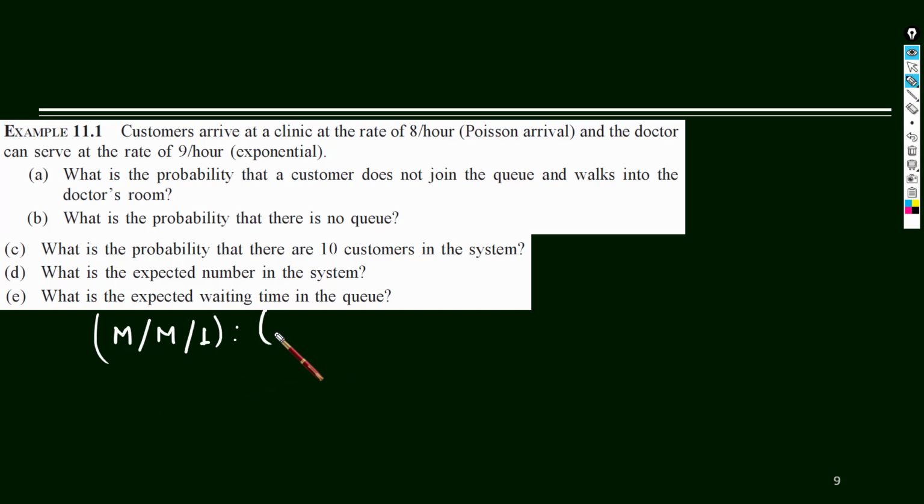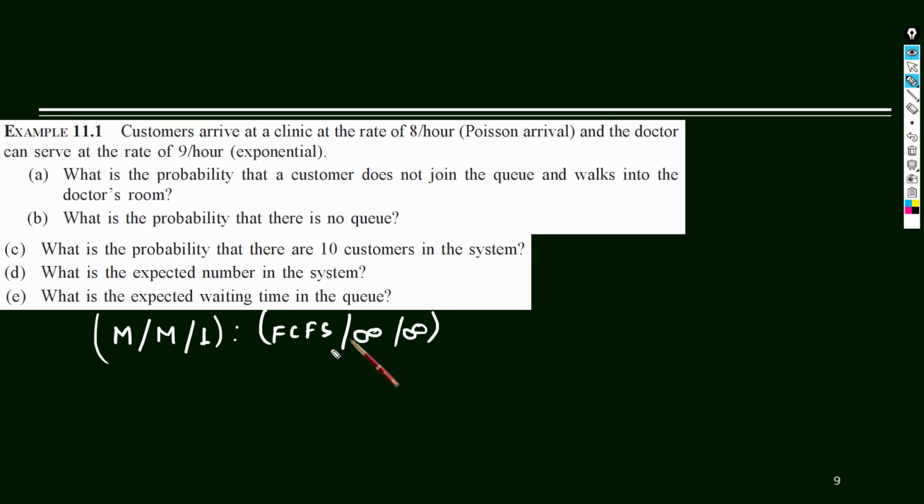And how is the service happening? First come first serve, correct? When you arrive to the doctor, it is first come first serve. And what is the capacity of this clinic? Obviously it can serve as many patients as will come, so it is infinite. And what is the population? That is also infinite. So this is the model.